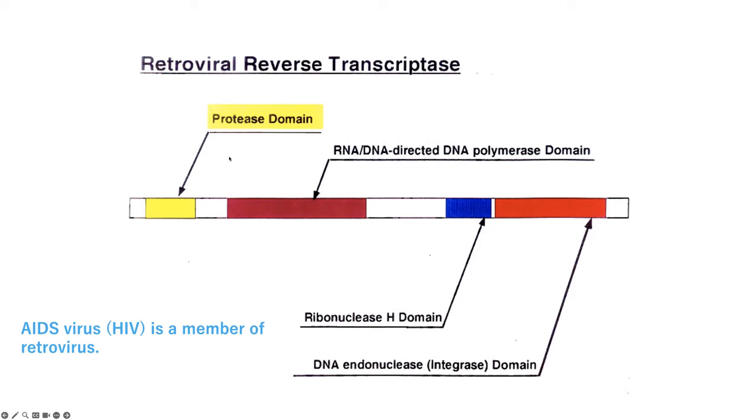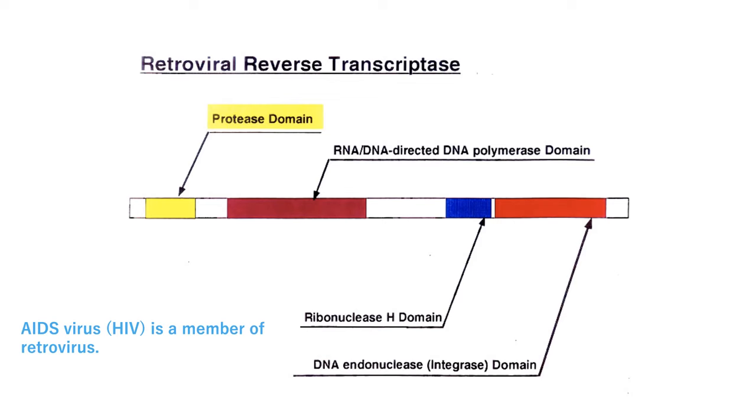But as I told, at that time, the catalytic mechanism of the retroviral proteases had not been identified yet. And the retroviruses include HIV. So in order to develop an inhibitor of the HIV proteases, it is important to identify the catalytic mechanism of the retroviral proteases.